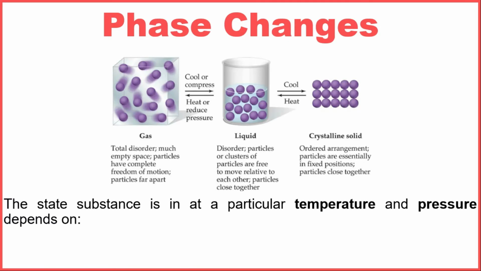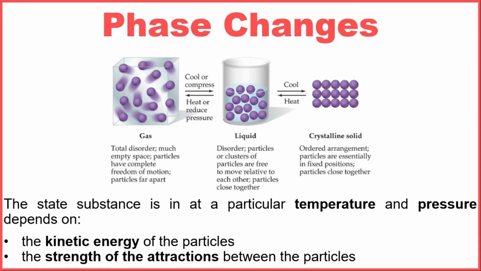Another concept to remember is the phase change. The state a substance is in at a particular temperature and pressure depends on the kinetic energy of the particles. Again, kinetic energy is the energy that a moving object has because of its motion. The energy stored in an object due to its position is called potential energy. We also have the strength of attractions between particles.